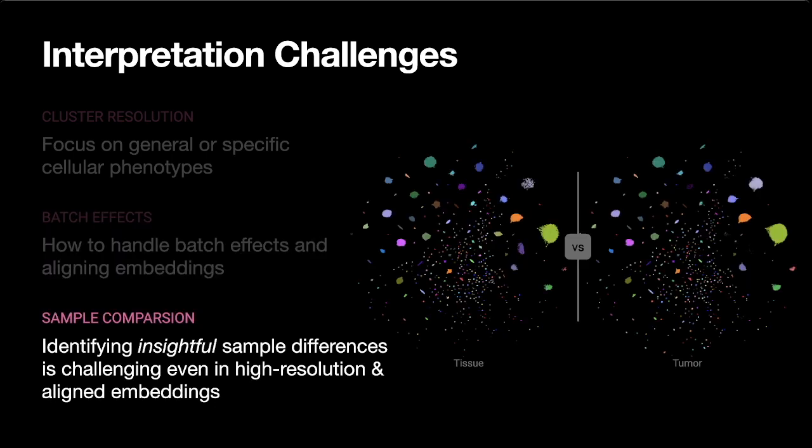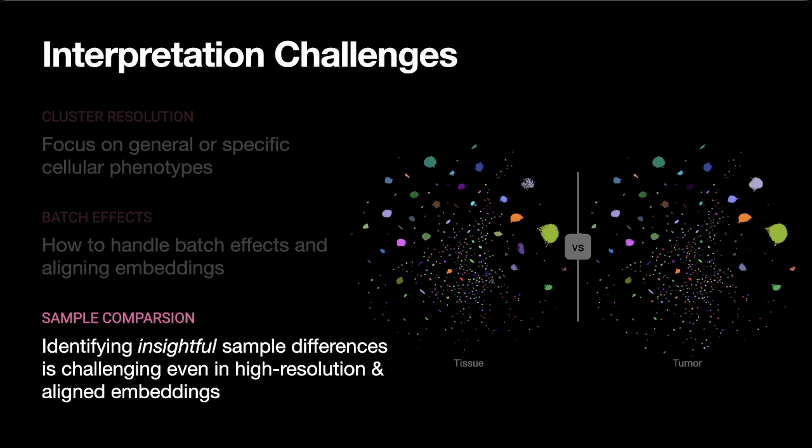And lastly, there's a challenge of sample comparison. Even with very high resolution and aligned embeddings, identifying meaningful differences between phenotypes can still be a formidable task. For example, here we have two aligned embeddings, the high resolution embeddings, one for healthy tissue and one for a tumor sample. They are colored by cell phenotype, and you can see that the layouts look very similar.